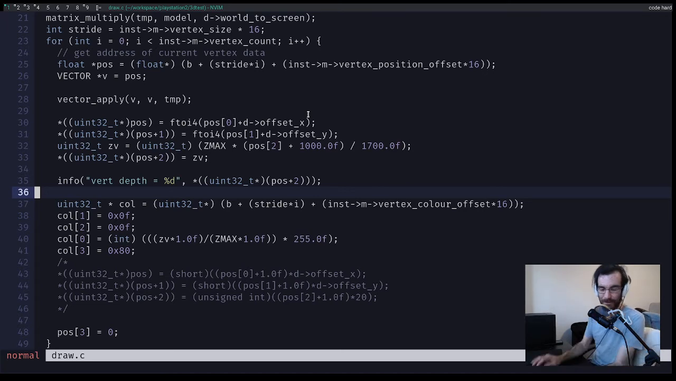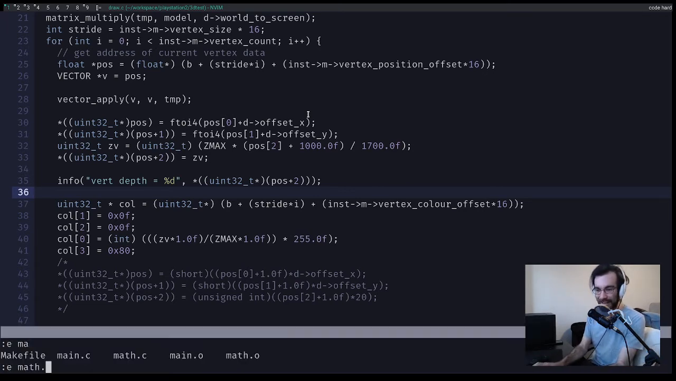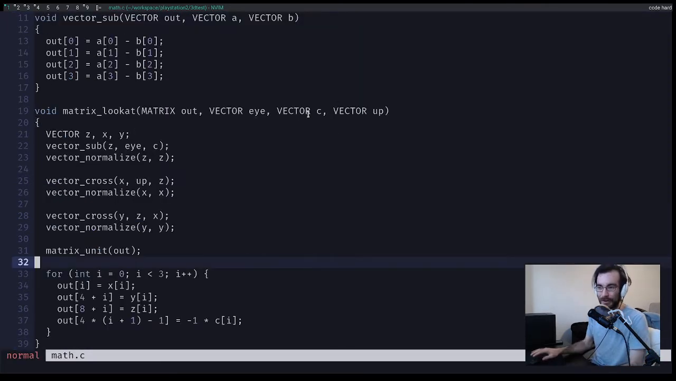How do I validate my lookat function? I don't. I just write it, copy something I've done before, and hope it works. So does this look right? I don't know. This is the right algorithm, I'm sure, right? Hold on. I'm pretty sure this is the right algorithm.